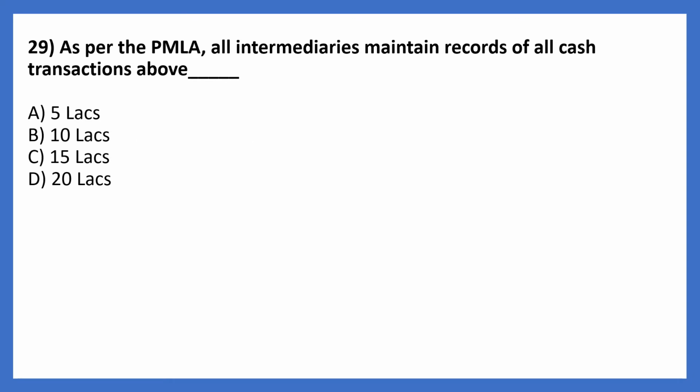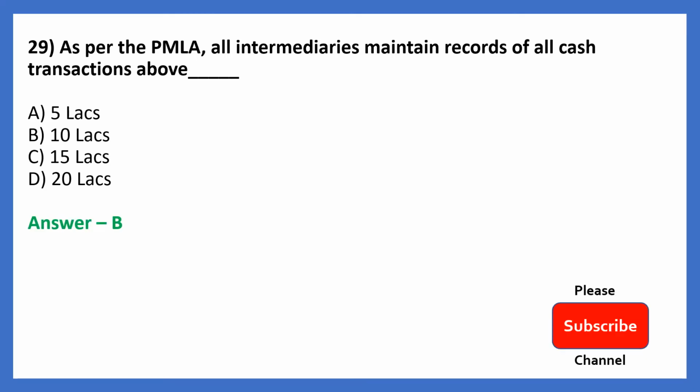As per the Prevention of Money Laundering Act, all the intermediaries maintain records of all cash transactions above: Option A, 5 lakhs. Option B, 10 lakhs. Option C, 15 lakhs. And option D, 20 lakhs. The correct answer is option B, 10 lakhs.